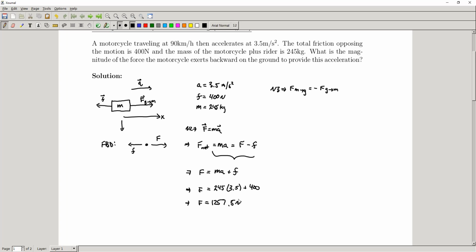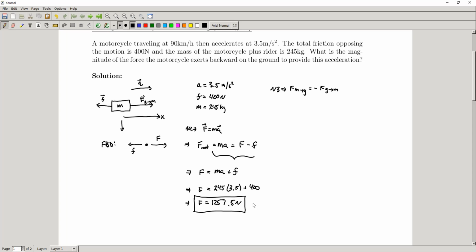1257.5 newtons. Okay, and since we're only interested in the magnitude of the force that the motorcycle exerts backward on the ground, well, this is the answer, right? If we were interested in the direction, we'd pick up an additional minus sign, but the magnitude is just the absolute value of that. So F has the same magnitude pointing in opposite directions depending on whether we're talking about motorcycle on ground or ground on motorcycle. But since we're only interested in the magnitude, that's our answer right there.